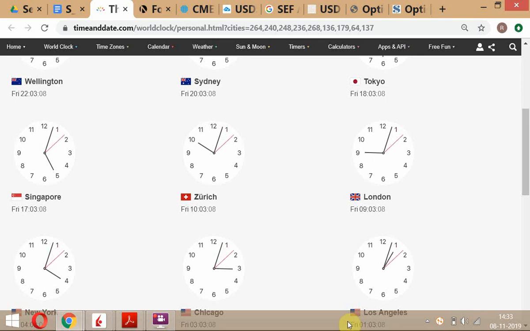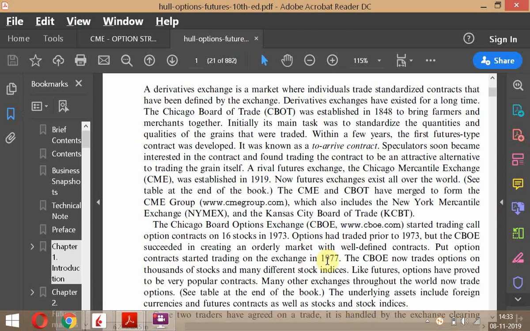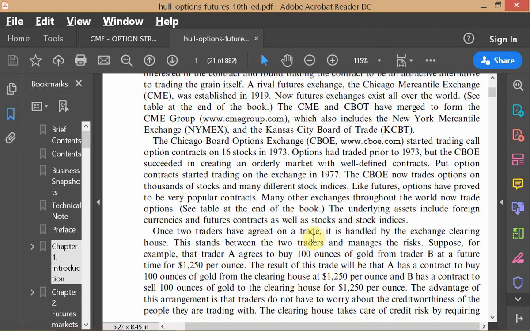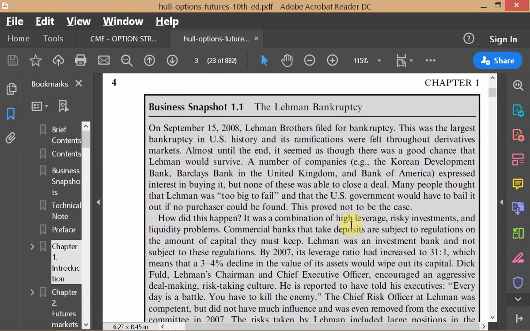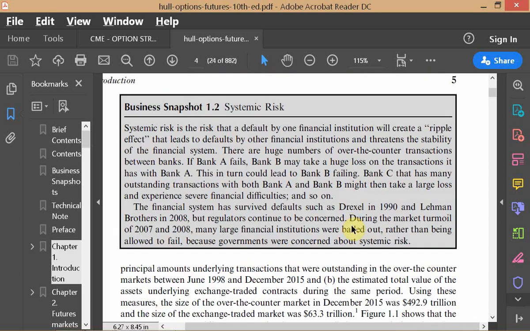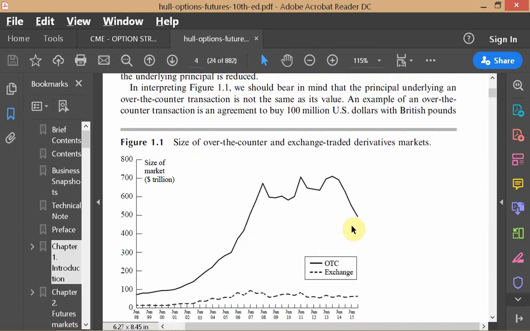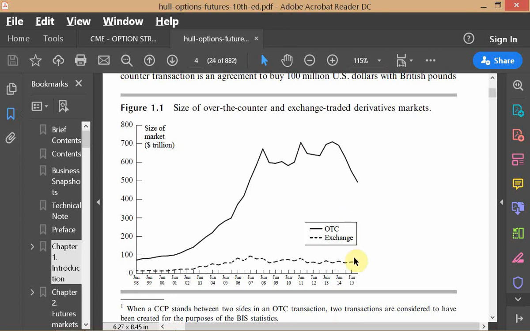You can see in the textbook where they have talked about the size of the OTC derivative markets. I don't know where exactly. Yeah, he's talking about market size. Look at this. Look at the difference in the size. OTC versus exchange traded. OTC is a solid line.